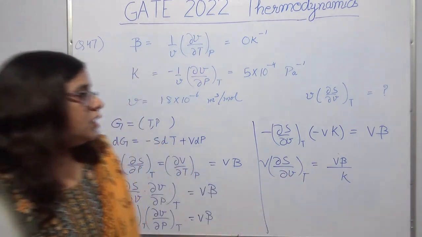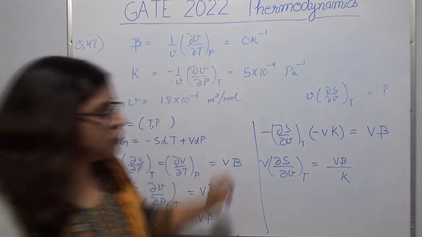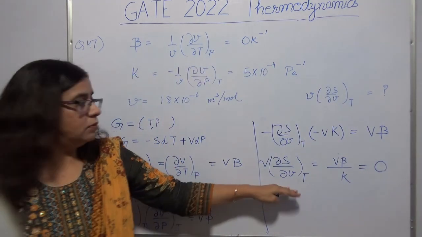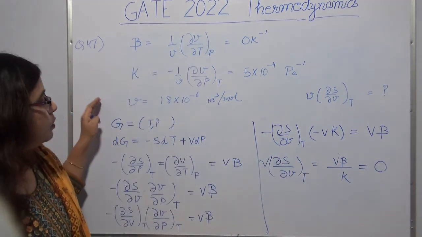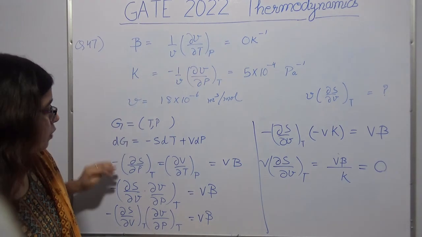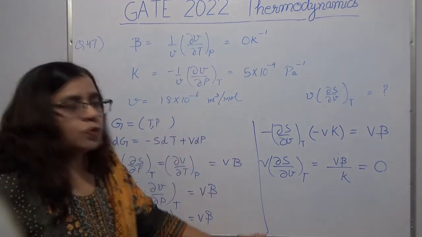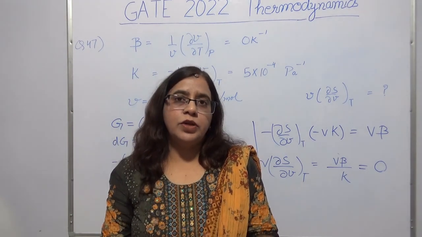Okay. Now, what is the value of beta? That is equal to 0. So immediately this term becomes equal to 0. So you have seen, you have to quickly figure out which Maxwell relation you are going to use, and then the whole question becomes very simple. So I hope you understood what I was trying to teach.